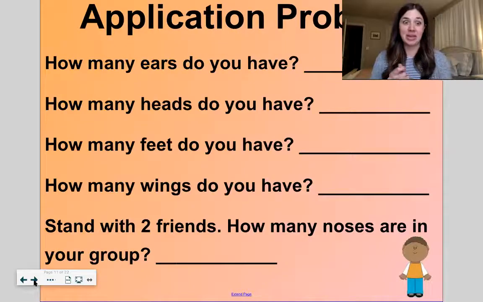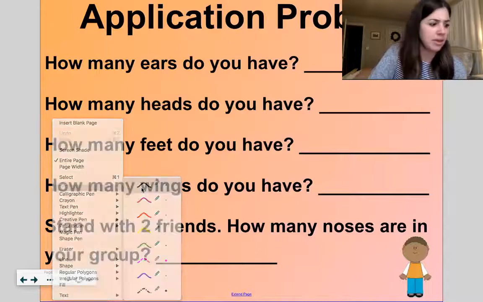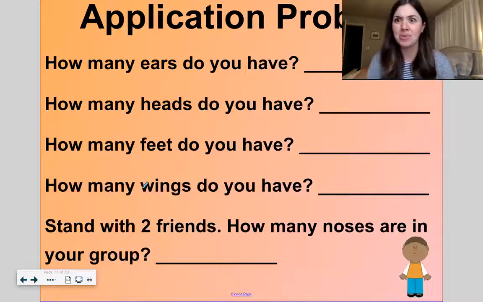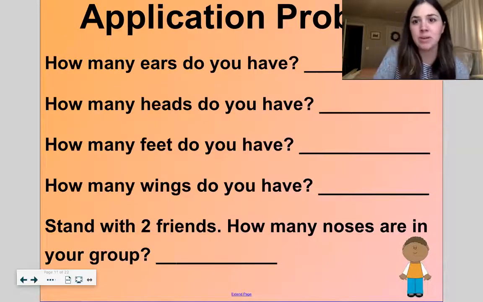All right. Now let's get into our application problem. And I'm going to get out my pen. And if you have something to write with, that would be cool. If you don't, you can just follow right along with me, okay? How many ears do you have? 1, 2. I have 2 ears, so I'm going to write the number 2.